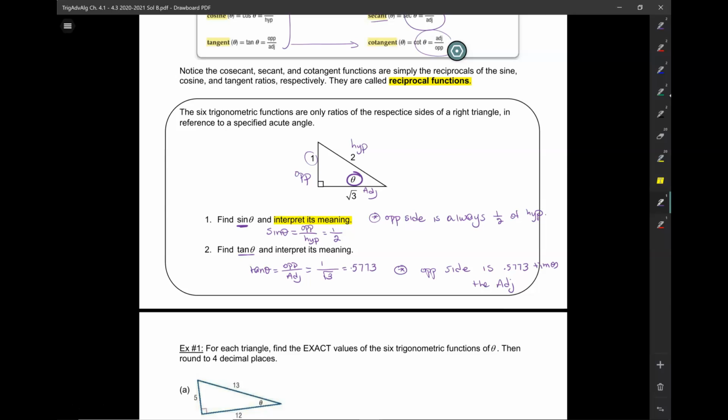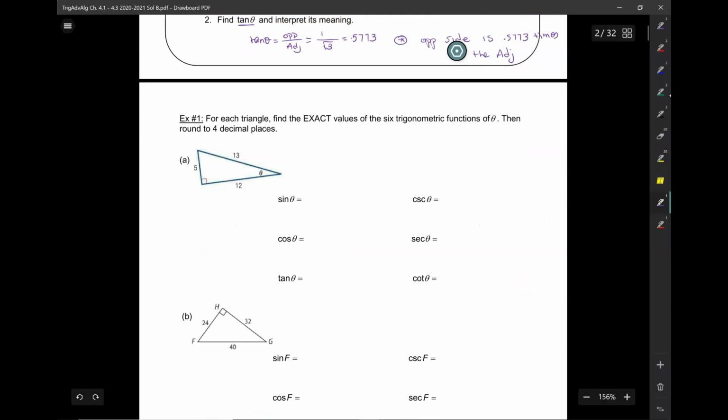Okay, so let's go ahead and go over to this triangle. We want to find the exact values of the 6 trig functions here. Exact values means no decimals.